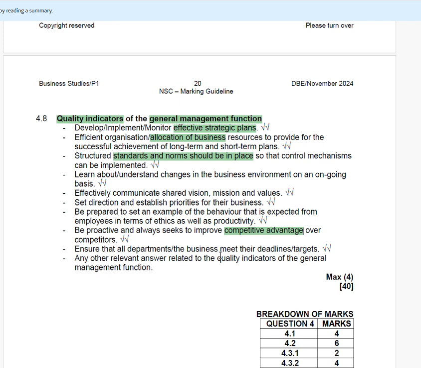Ensure that all departments and the business meet their deadlines and targets. The organization will have targets in terms of revenue they want to achieve and deadlines in terms of when they want to finish projects. So management should ensure those deadlines are met. Let's take us to the end of 4.8, which is the end of our video.